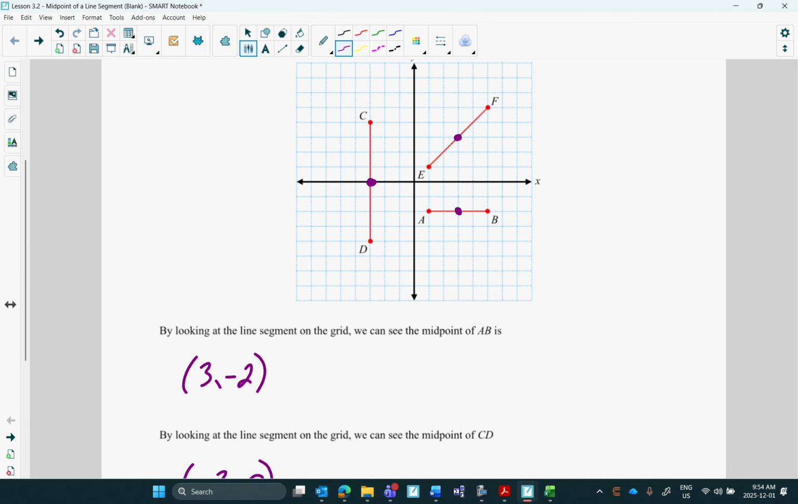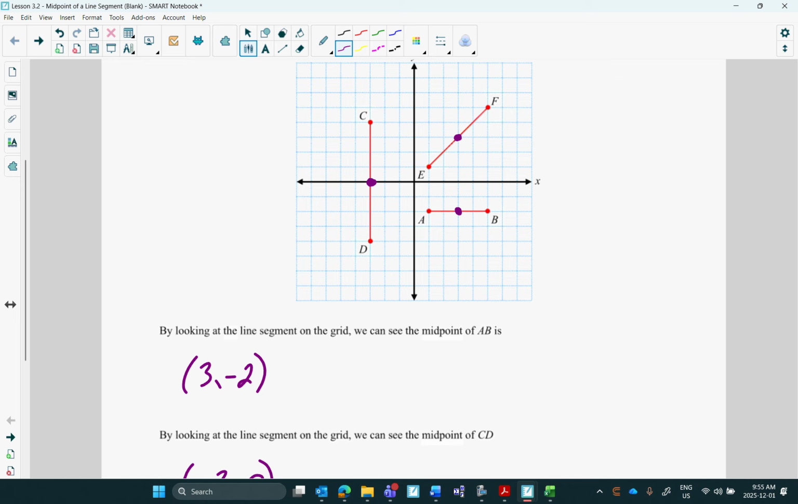But again, we don't want to have to use a coordinate grid all the time. That takes a lot of time. So if I said a segment begins at -7, 4, and it ends at 10, -2, find me the midpoint, well, you have to go through the whole process of graphing it, trying to find the midpoint, and then getting the coordinates from that. We can develop a formula.